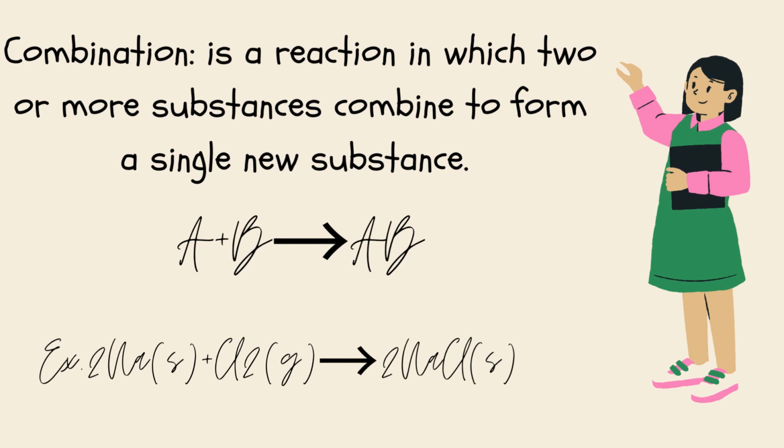Combination is a reaction in which two or more substances combine to form a new single substance. The general form of a combination reaction is A plus B yields AB. One combination reaction is two elements combining together to form a compound. Here's an example. Solid sodium metal reacts with chlorine gas to yield sodium chloride. So we have two substances: A is sodium, B is chlorine, and it turns into sodium chloride.